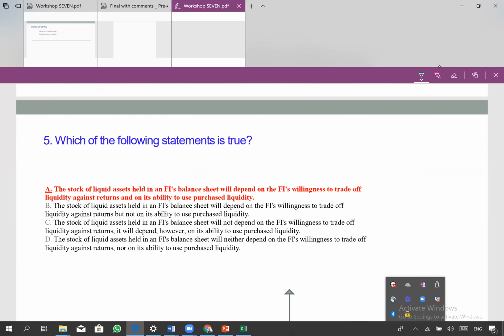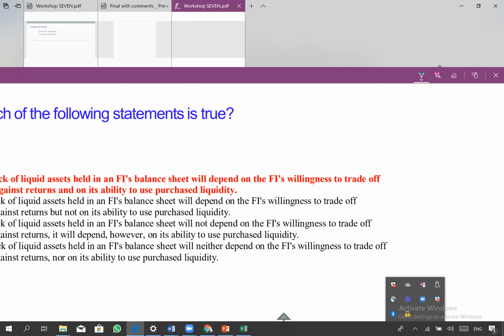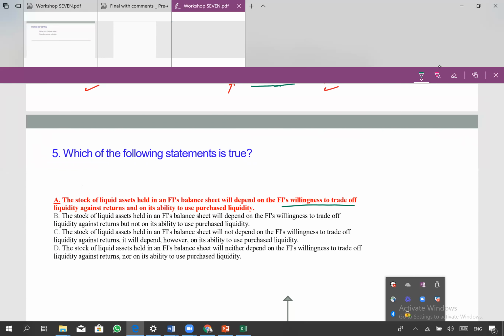Which of the following statements is true? The stock of liquid assets held in a financial institution's balance sheet will depend on the financial institution's willingness to trade off liquidity against return. You remember when we talked about the management of long-term assets, of liquidity.